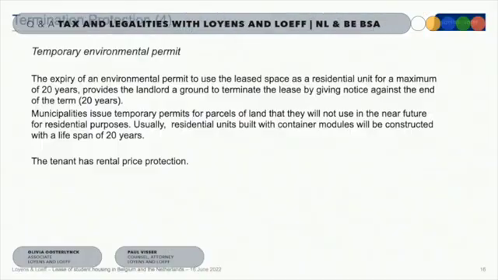There's also now just introduced, I think it's only a couple of weeks that this has become law, the temporary environmental permit. Because of the housing crisis, if a municipality has a parcel of land that it has no use for in the near future, it can give a temporary permit to build temporary housing, for example, student units, for a maximum period of 20 years. It can also be shorter, 15, 10, but the maximum is 20.